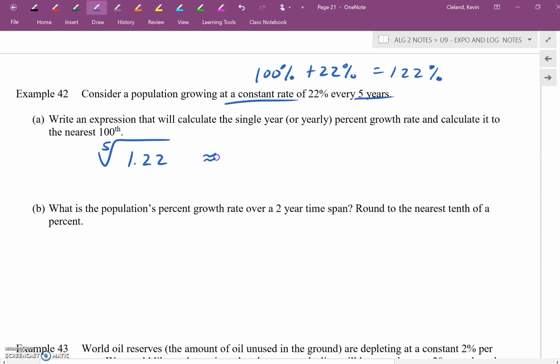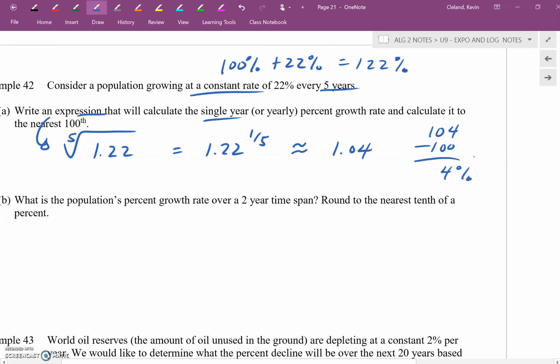And this is approximately, a little reminder, this is exactly equivalent to 1.22 to the 1/5 power. And so I'm getting about 1.04. And this is an expression that'll calculate the single year percent growth rate. And then, so here's my expression. And then here it is. So our yearly percent growth rate would still be 104 minus 100 is 4% yearly.